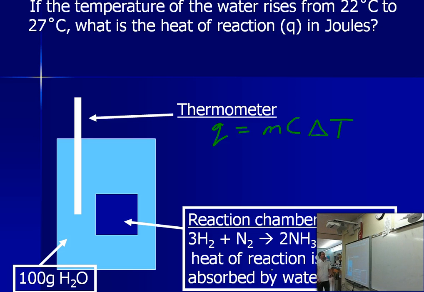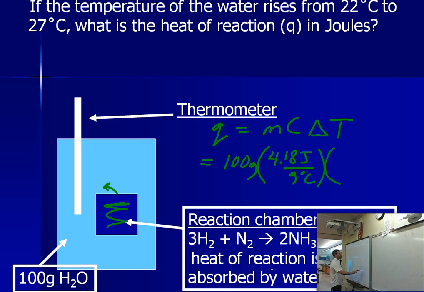So again, I'm trying to find the heat of the reaction, but I don't usually measure that directly in the calorimeter. Remember, here's my reaction. What I'm going to measure is this reaction's effect on the surroundings. So I'm really measuring the temperature of the water. So I need the mass of the water and the specific heat of the water. So Q here is going to equal 100 grams times the specific heat of water, which is 4.18 joules per gram degree Celsius, and then times my delta T.